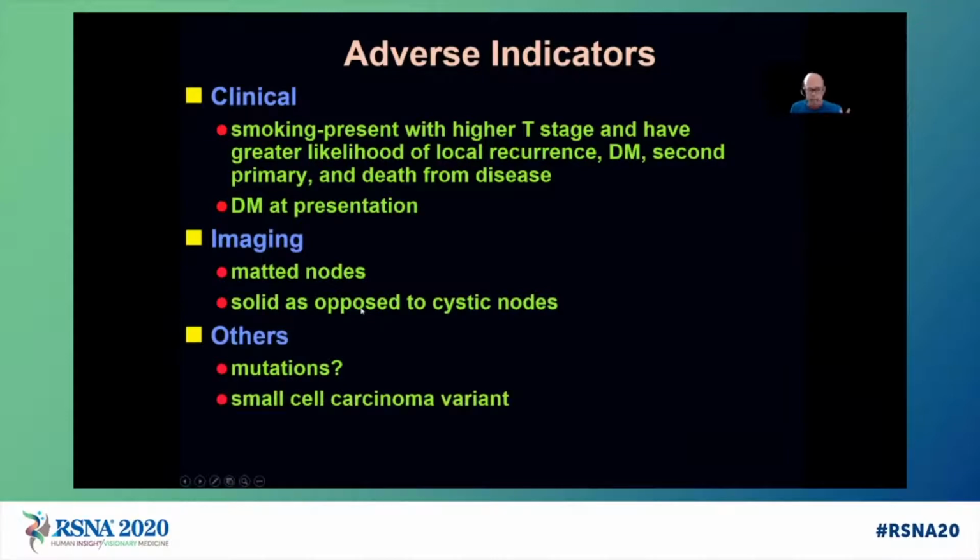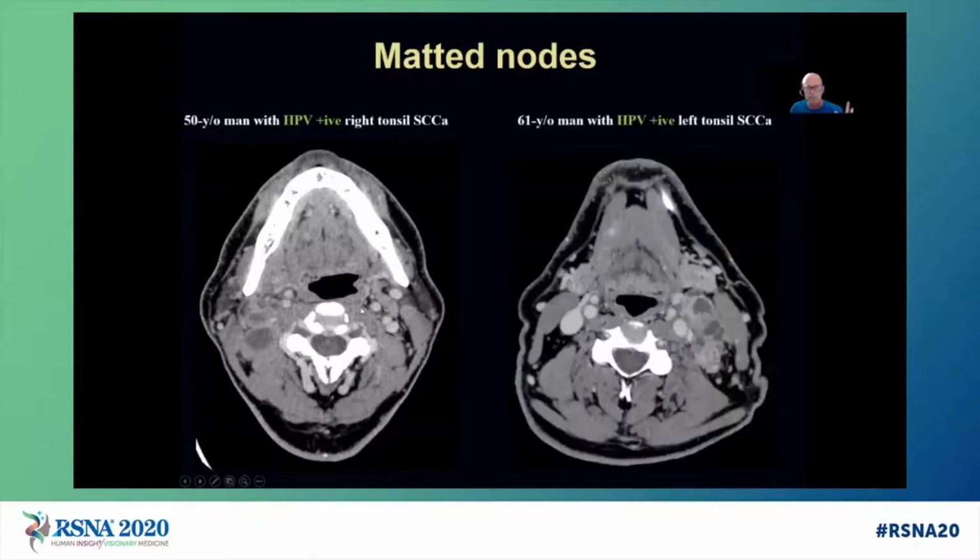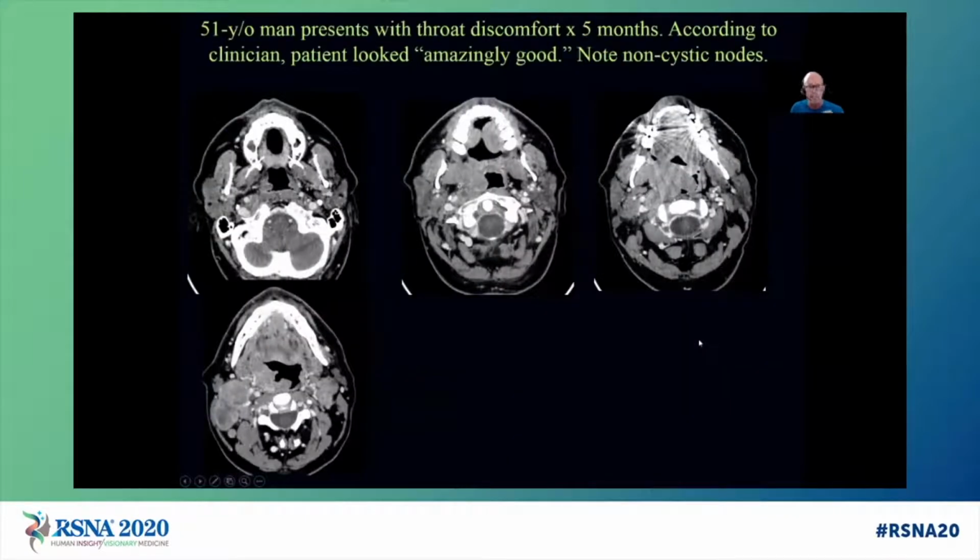And there are other adverse indicators that are not really as well known just yet. These are two examples, different patients with matted nodes, that is more than two nodes glommed together with no intervening boundary or fat planes, and this probably suggests extracapsular extension. So that's matted nodes. This is a patient who presented with throat discomfort for 5 months, and according to the clinician, looked amazingly good.